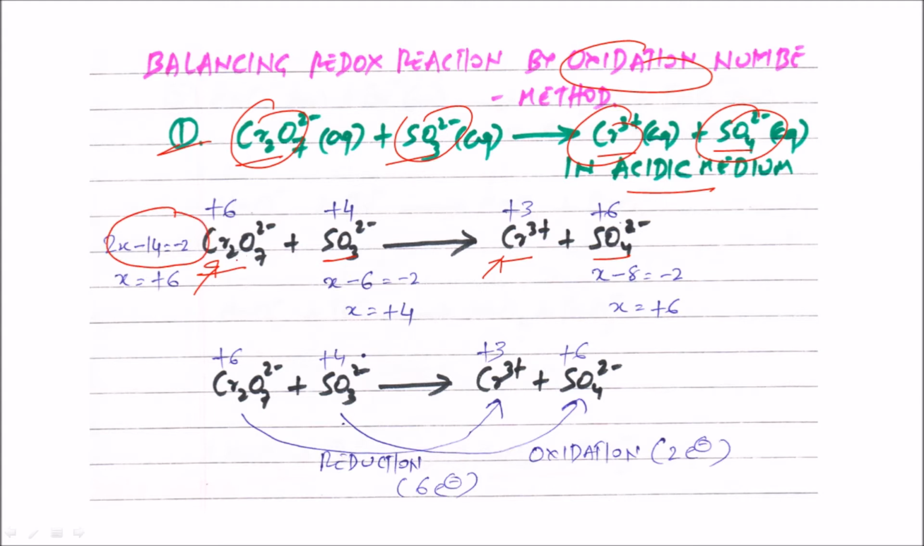Chromium, we have 2 atoms present. So 2x minus 14. We have 7 oxides in total and each oxide has minus 2 charge. So 7 into minus 2 gives minus 14, equal to the total charge on this species, which is minus 2. That's equated to minus 2. If you simplify, you'll get the answer as plus 6. So chromium has a plus 6 oxidation number in dichromate ion.